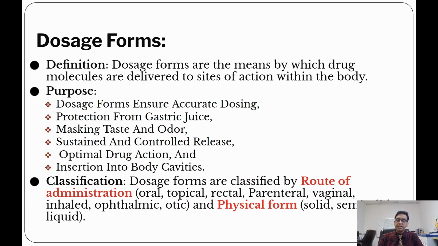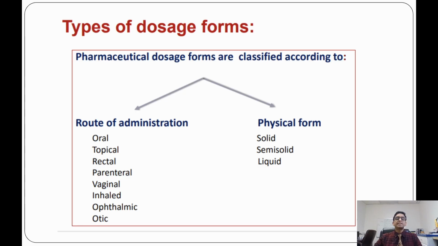We will discuss in detail the classification, with suitable examples of each dosage form, for better understanding. As I said, dosage forms can be classified in many ways, but majorly based on the route of administration, like oral, topical, rectal, parenteral, vaginal, inhaled, ophthalmic or otic, or based on physical form, such as solid, semi-solid or liquid dosage form.